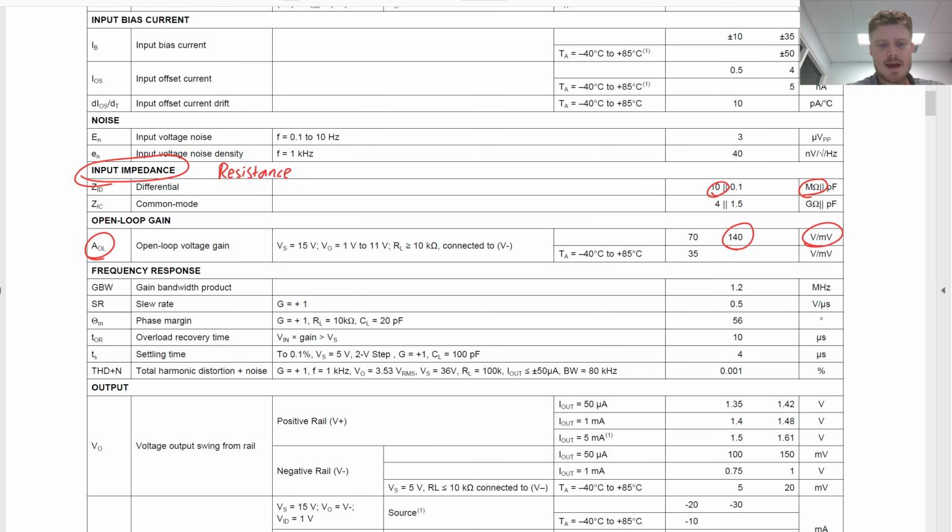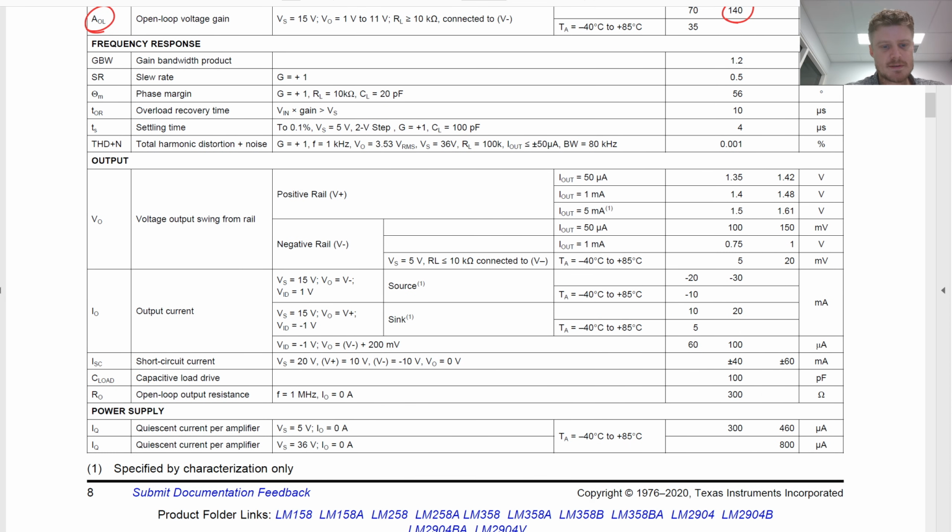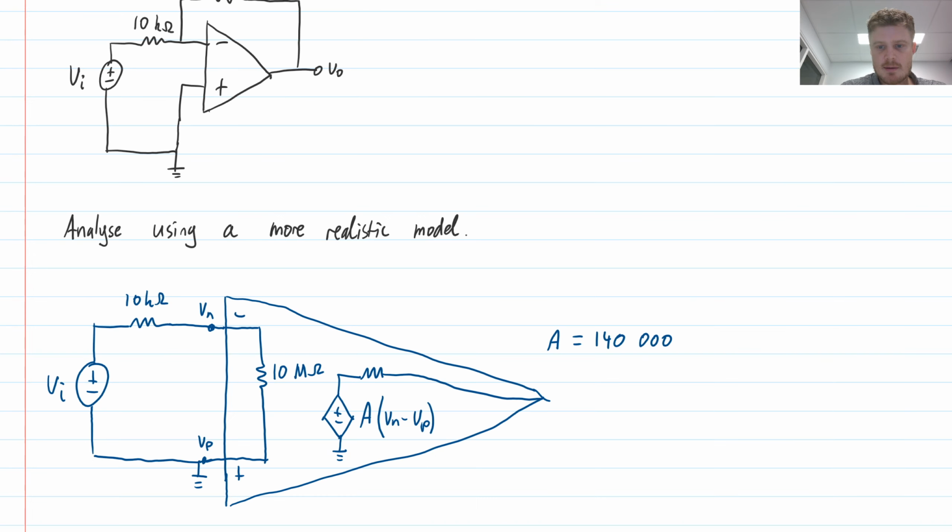And I also need to know the output resistance, and that is also specified just here. So the output resistance, R0, is 300 ohms. So I can write here on my circuit 300 ohms as the output resistance for this thing. So I've now labeled the internal workings of this op amp. I'm just going to move that over a little.